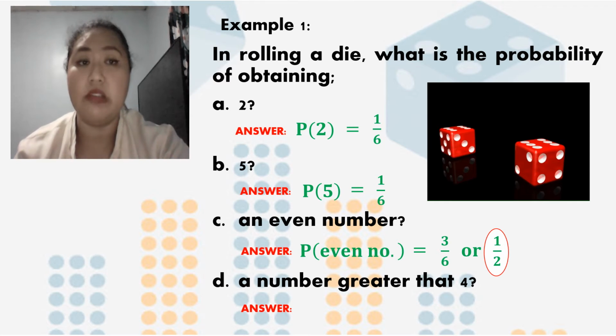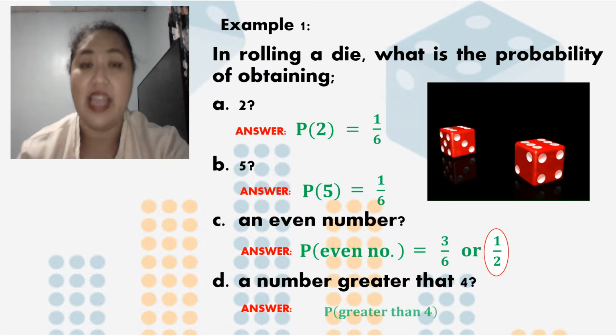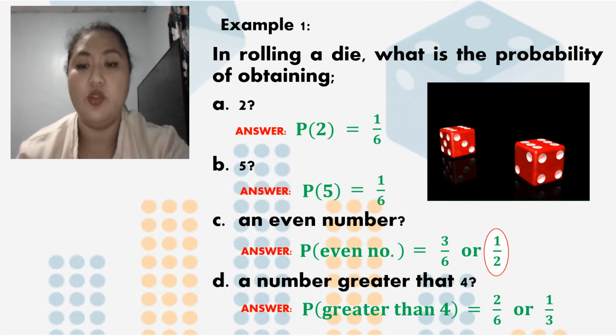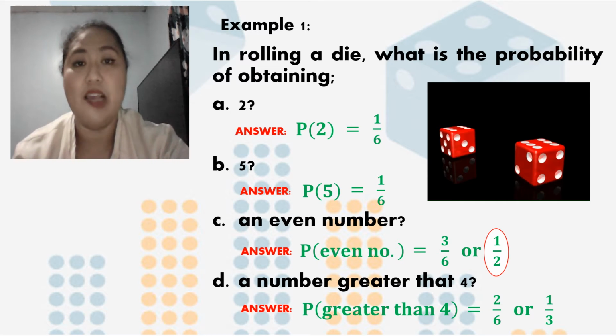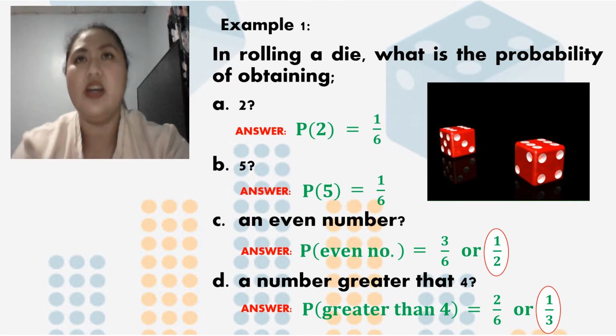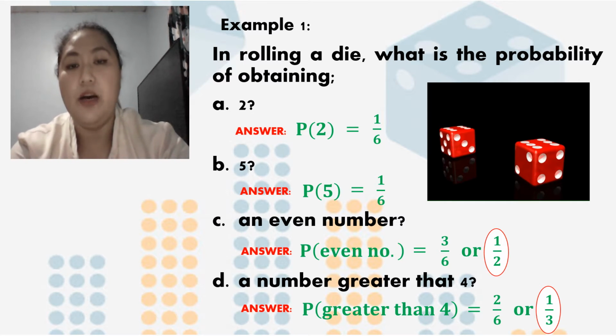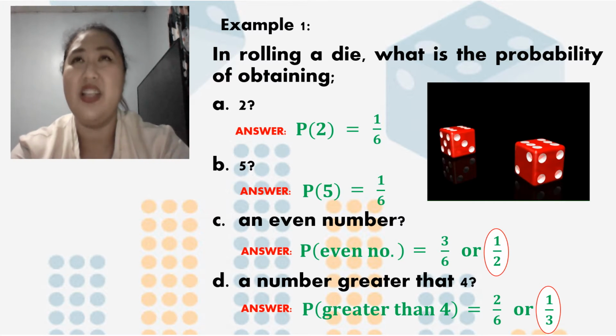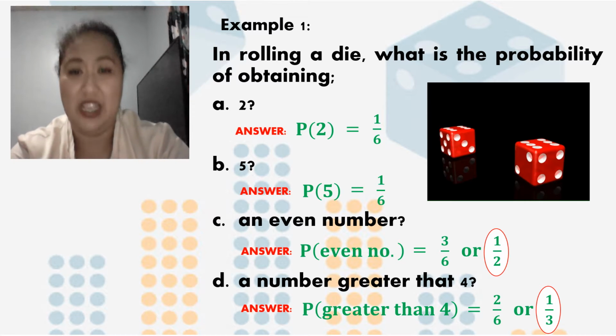So ilan ang favorable outcomes natin? We have 2. That is 5 and 6. So we have 2/6. Again, pwede natin i-simplify si 2/6 by dividing 2 to both numerator and denominator. We have final answer is 1/3. Okay? So, ganyan lang siya kadali ang pagka-compute ng probability in rolling a die. So, kagaya ng sinabi ko kanina, probability can be expressed in fraction. Yan yung example natin ay fraction. Pwede rin siyang decimal and percentage form.